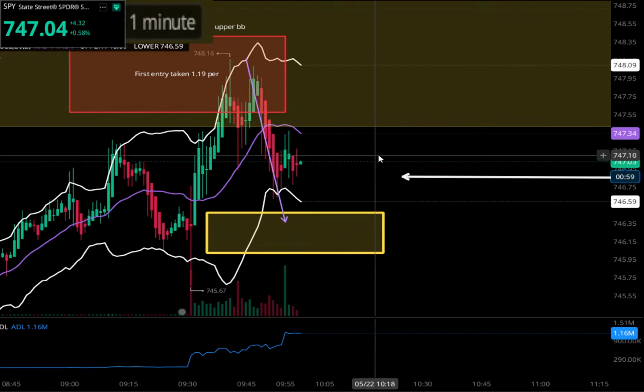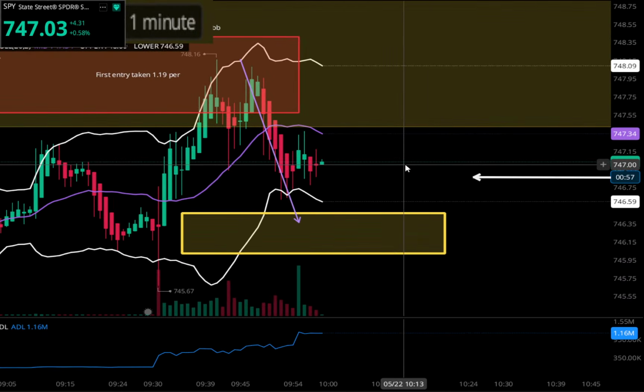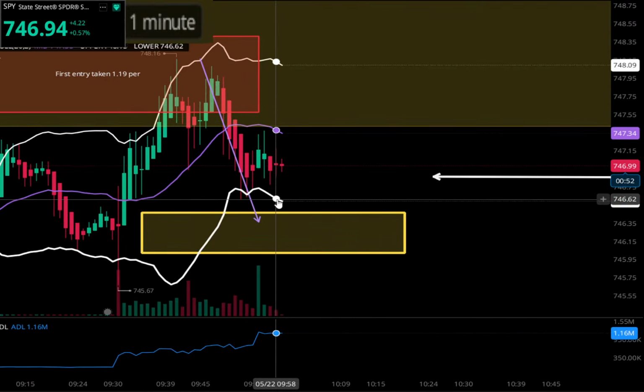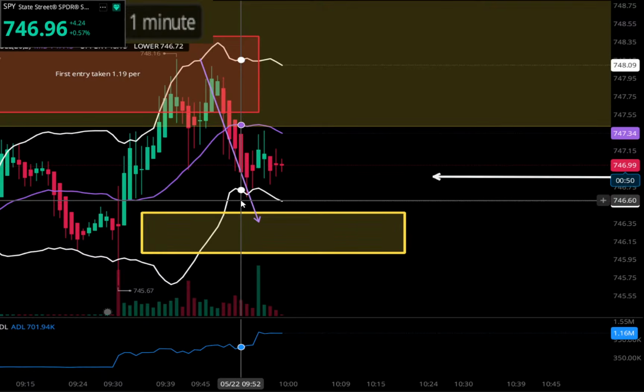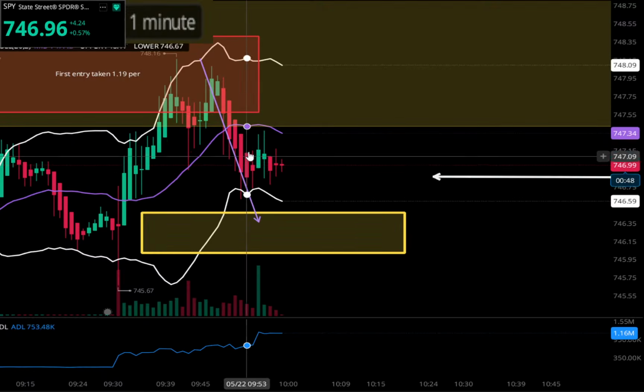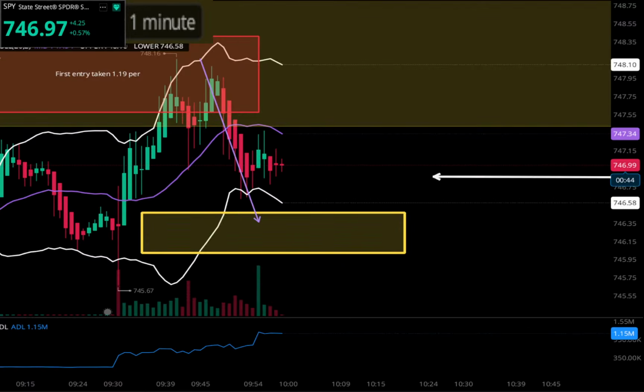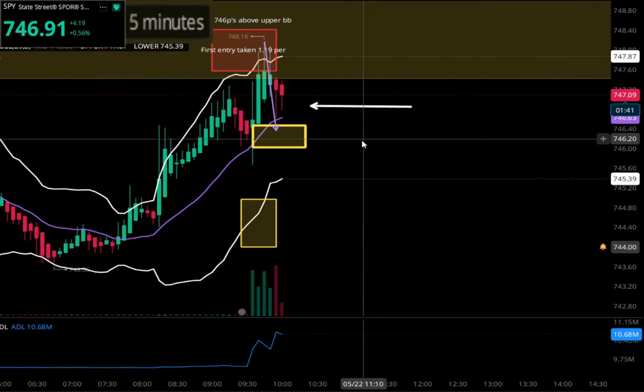I want to look at the 1 minute time frame. So this should form an inverse cup to the downside, which if that occurs, that's going to be our 746.60. So we're still looking for that exit there.